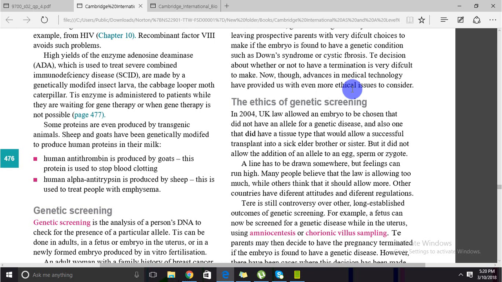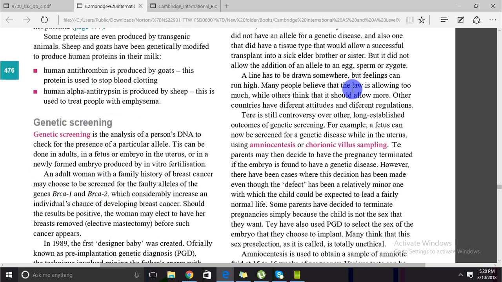A line has to be drawn somewhere. But feelings can run high. Many people believe that the law is allowing too much, while others believe it is allowing too little. Different countries have different attitudes and different regulations. There is controversy over other long-established outcomes.